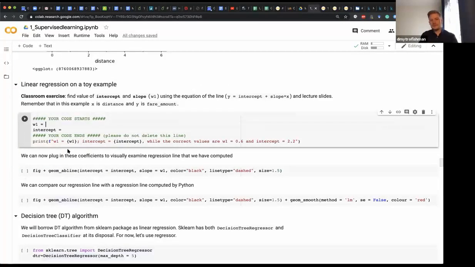I was just talking out loud, it's fair underscore amount. Yeah, it's a fair underscore amount.